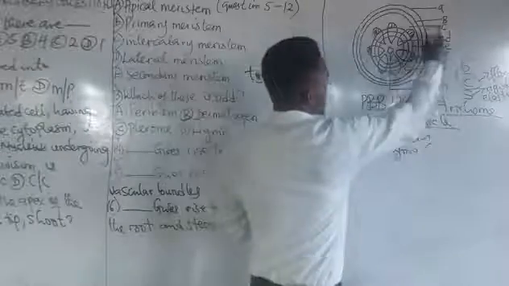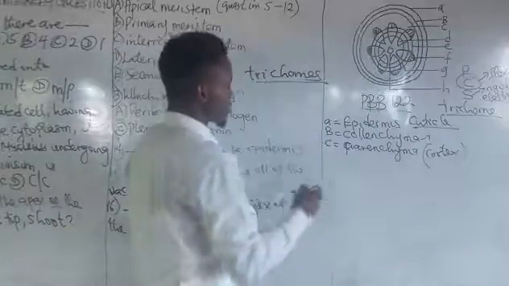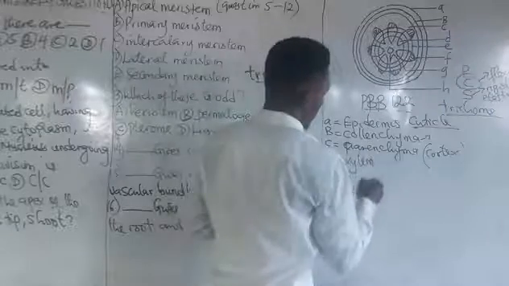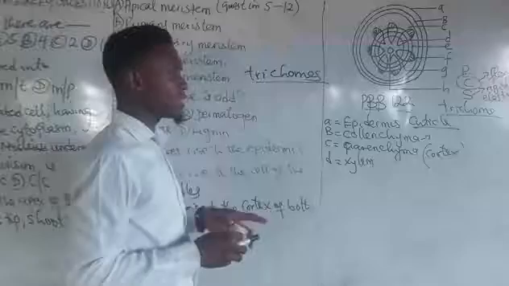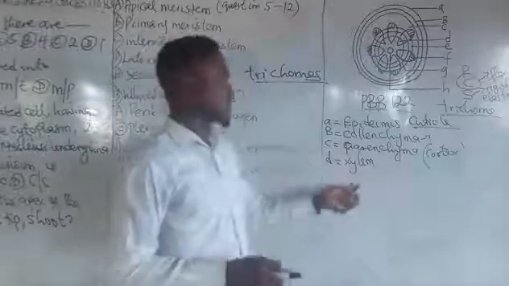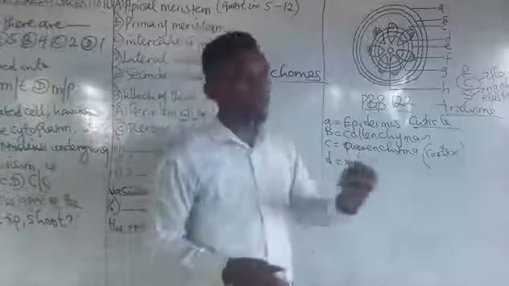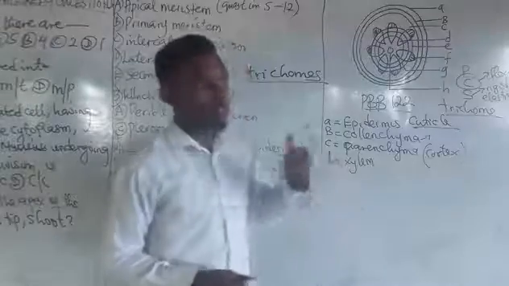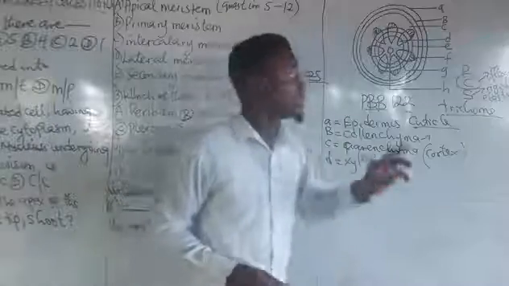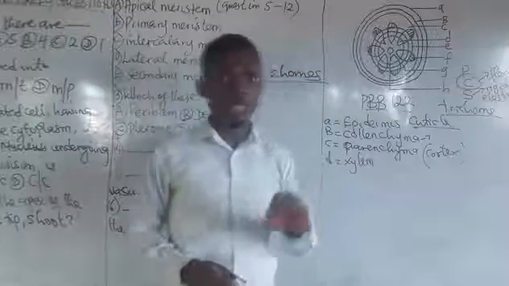Sometimes they label this part C to be what? The cortex. All right. Now, D is what? The xylem. D is the xylem. Now, please, you agree with me that the xylem is made up of both living and dead cells. They'll ask you, the primary function of the part labeled dash is to conduct water and dissolved mineral salts. The primary function of the xylem is to conduct water and dissolved mineral nutrients.